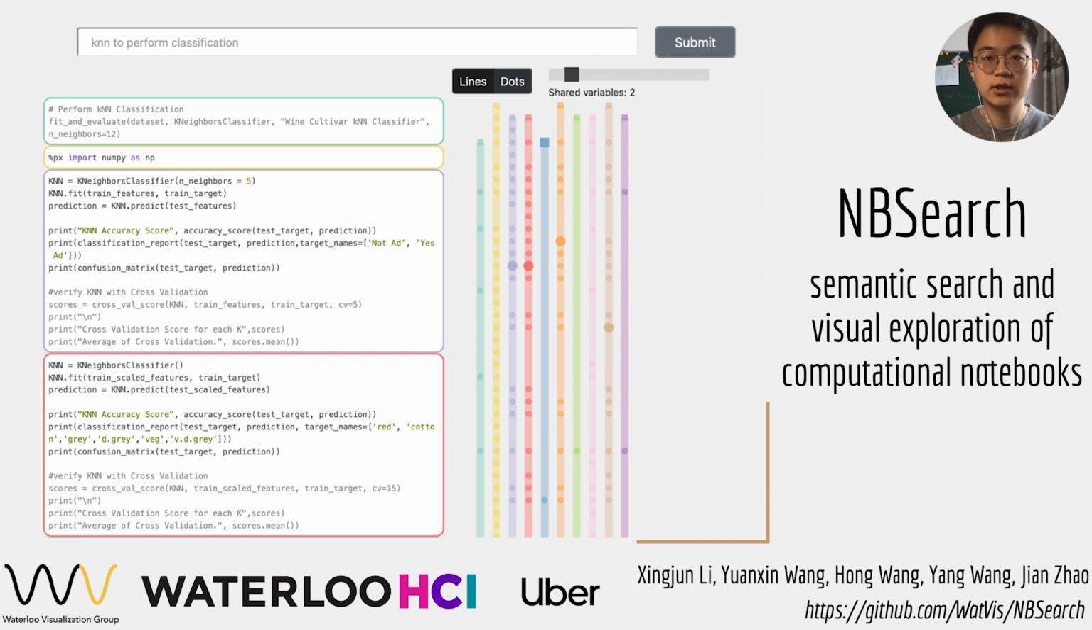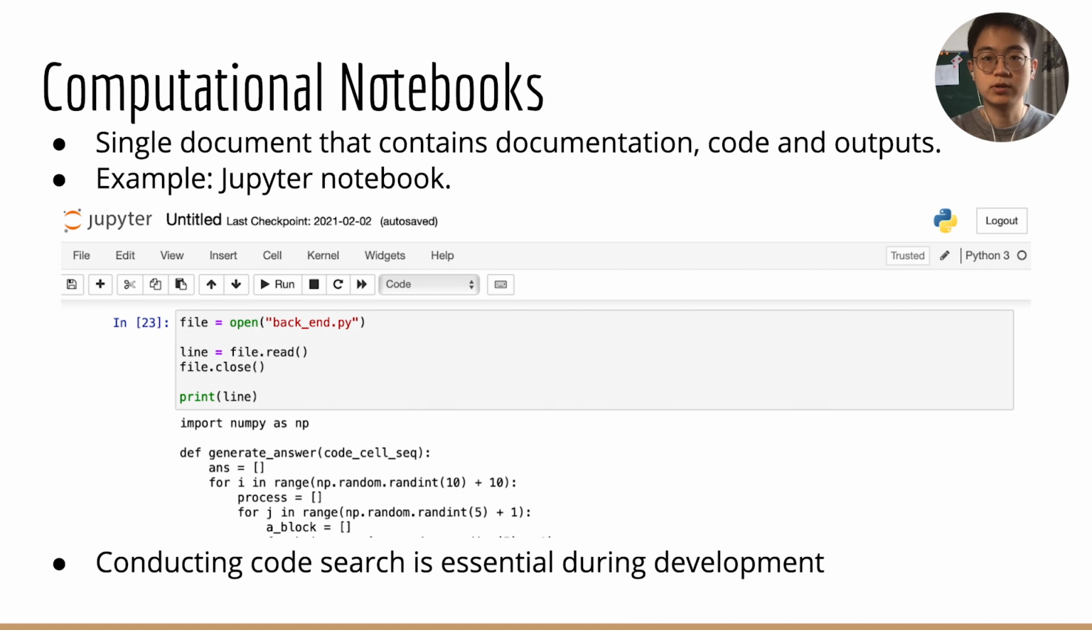My name is Xingjun, and I will be presenting this paper, NBSearch, Semantic Search and Visual Exploration of Computational Notebooks, on behalf of other co-authors. A computational notebook, such as Jupyter, is usually a single document containing code, documentation, and output, and it can connect to a variety of backends.